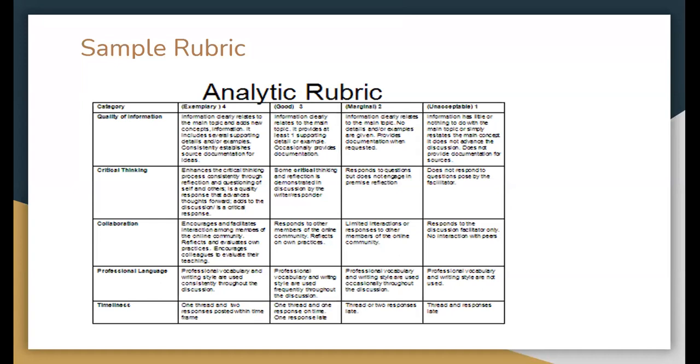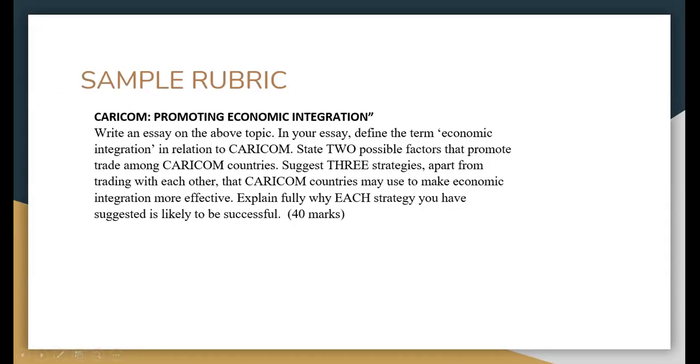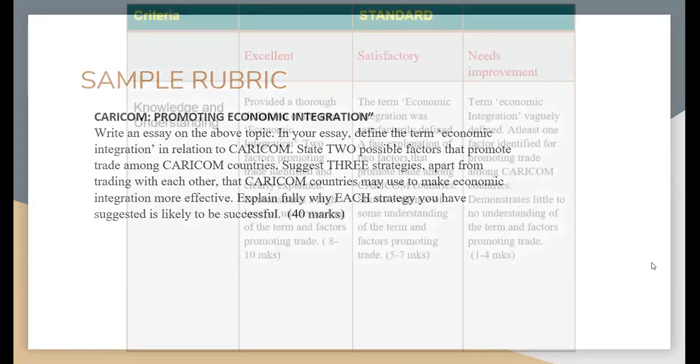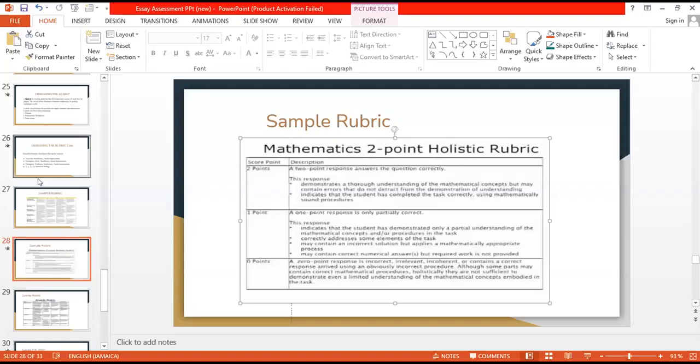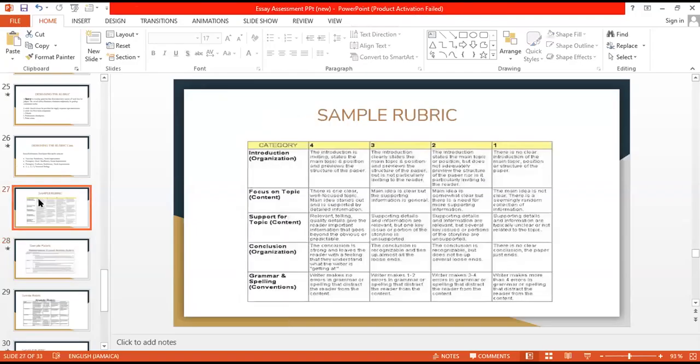Go back to the other one again. Let's look back at the other one again, the holistic rubric. That's not the best example, but okay, so let's bring up this one.